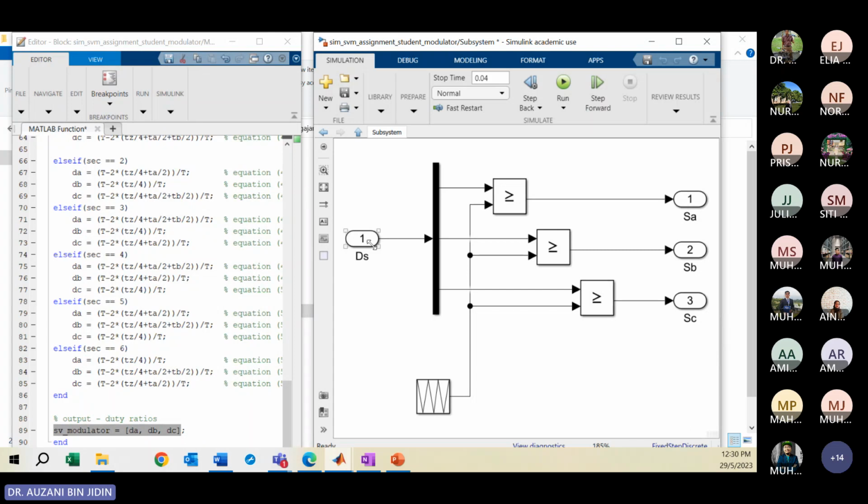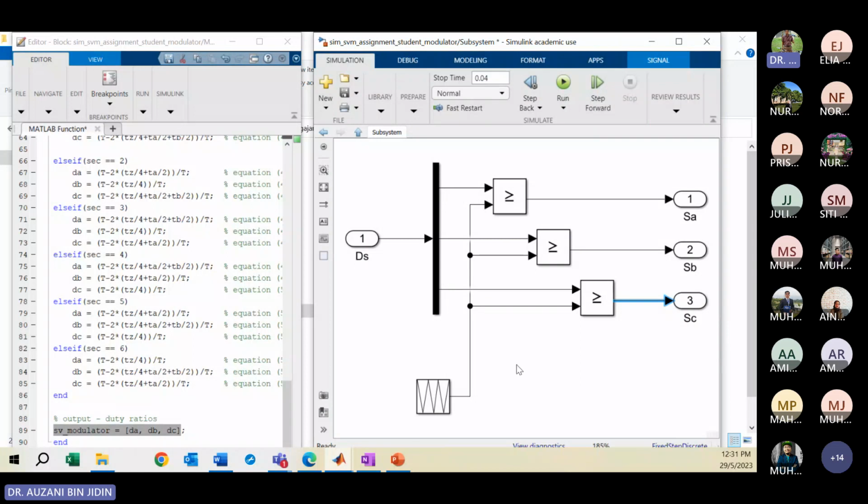You need to compare the duty ratio signals with a single carrier, the triangular waveform here, in order to produce the switching state, where this switching state is used to turn on the power switches of the inverter, especially the top switch for each leg. Clear? This is the same as what you studied for the sinusoidal pulse width modulation technique. To produce the switching state, you compare the duty cycle or the modulating signal with a single carrier.